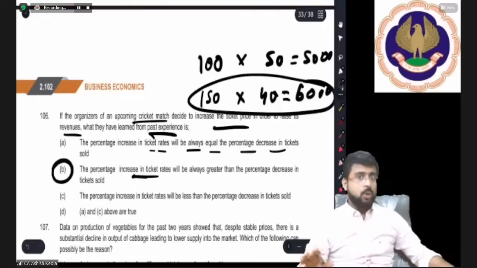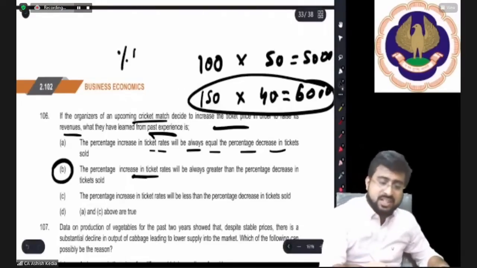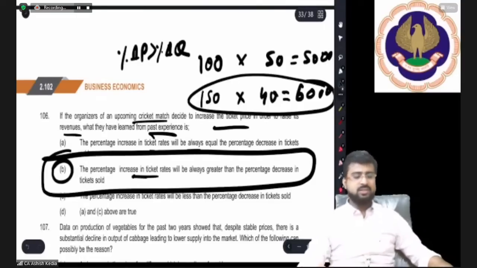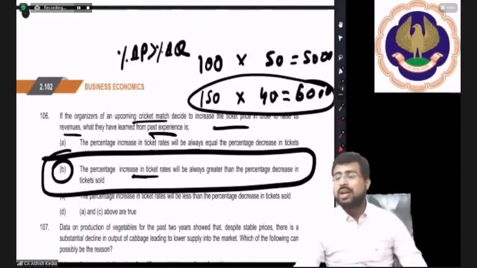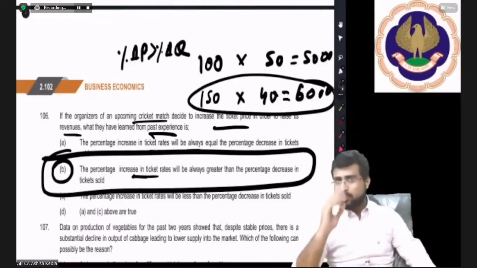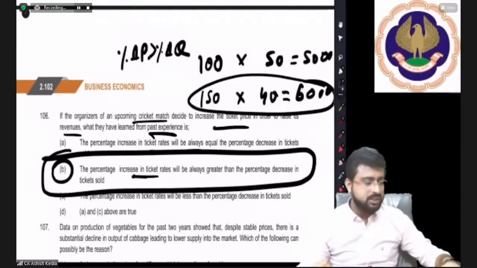So they know that if they increase the price, quantity will fall, but the percentage change in price is greater than the percentage change in quantity, is what they have learned from previous experience. And this way they are able to earn more revenues. See how business decision making works. And that's why we are calling this subject business economics, everybody.